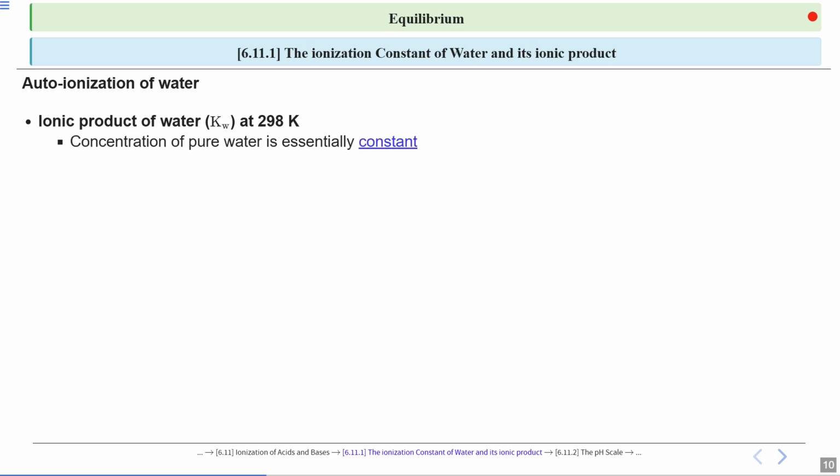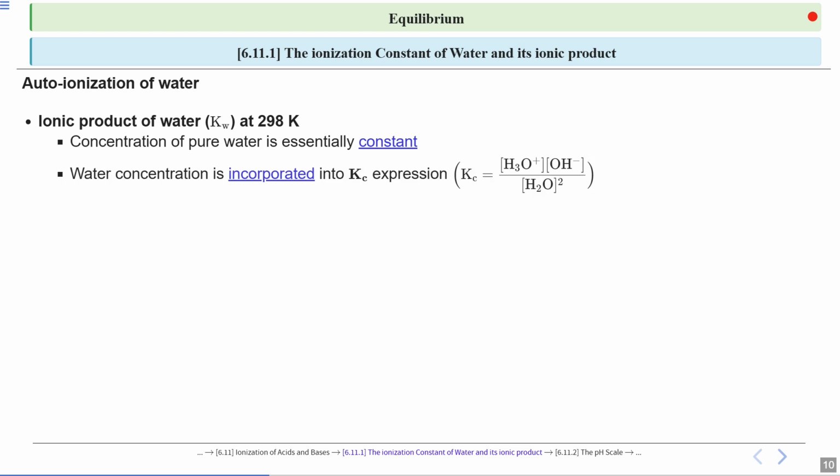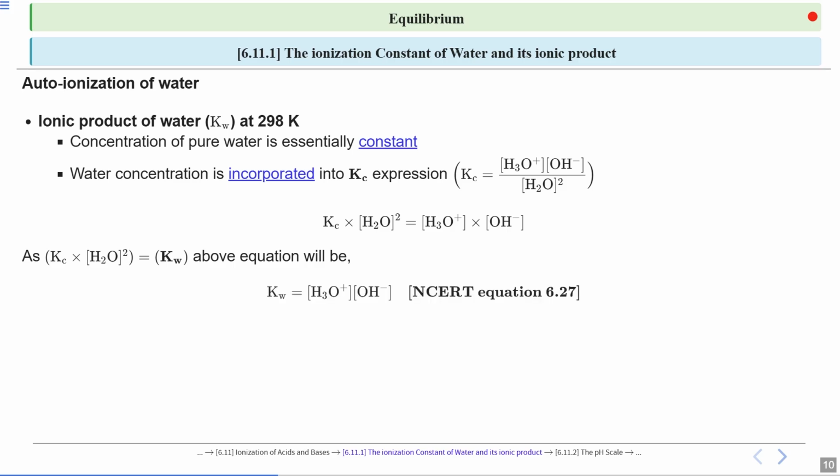According to this ionic product of water, you can take the concentration of pure water obviously as constant, because the ionization is not that significant. So we can further take this H2O concentration as constant and multiply it with the Kc. If you incorporate this, you will get Kc into H2O whole squared is equal to H3O plus concentration multiplied by OH minus concentration. At this point, we will define our ionic product of water Kw, which is equal to Kc multiplied by H2O whole squared, and it is equal to H3O plus times OH minus.